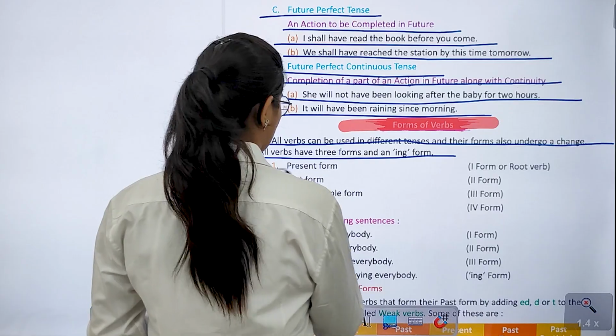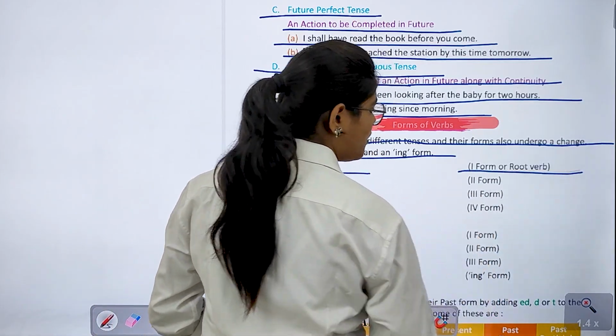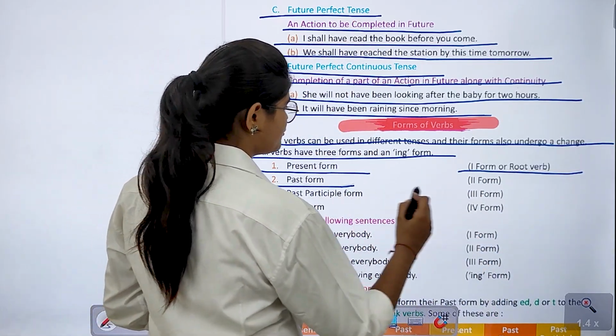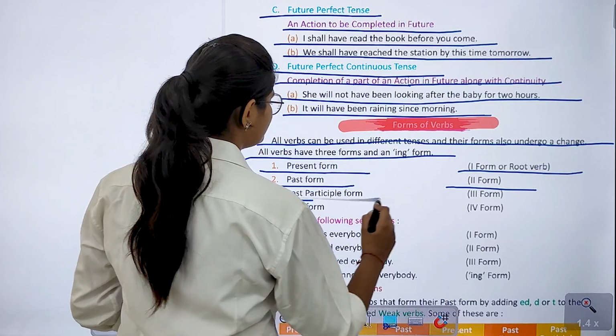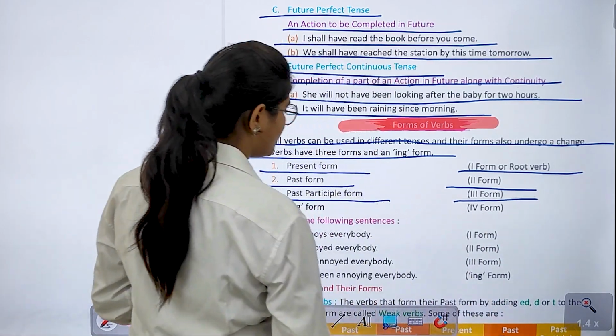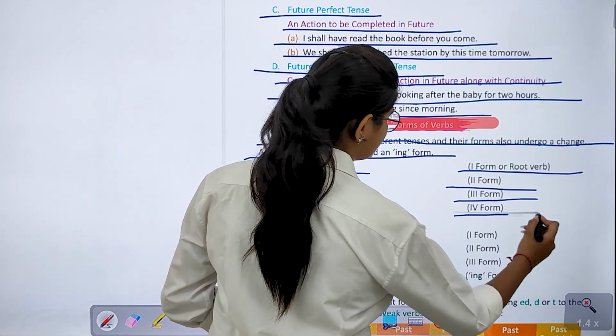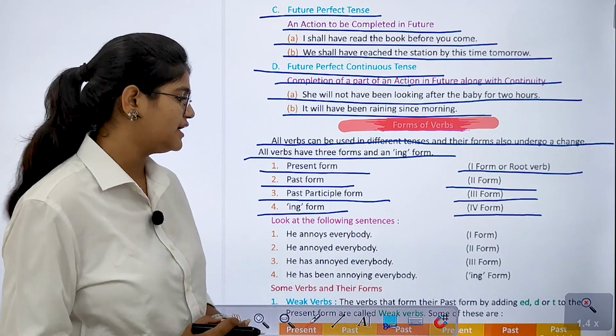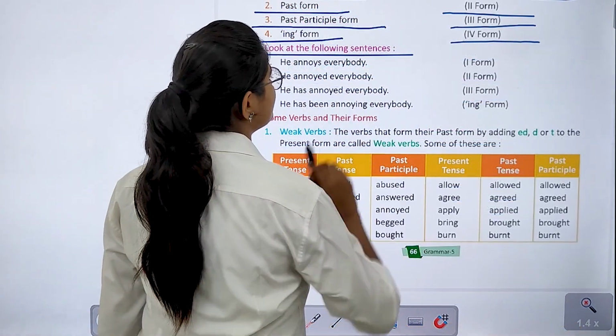So the forms are present form, that is first form or root verb. Past form, that is second form. Past participle form, that is third form. ing form, that is 4th form, right? After that, look at the following sentences.